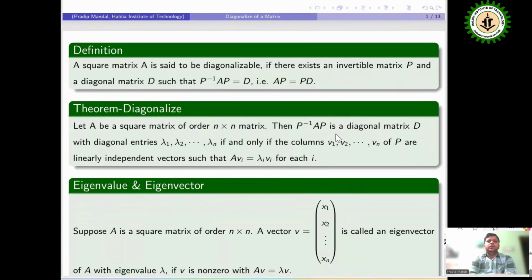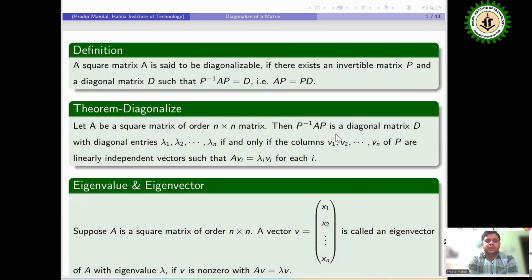So first, to know when a matrix is diagonalizable. A square matrix A is said to be diagonalizable if there exists an invertible matrix P and a diagonal matrix D such that P inverse AP equals D. That is also written as AP equals PD.